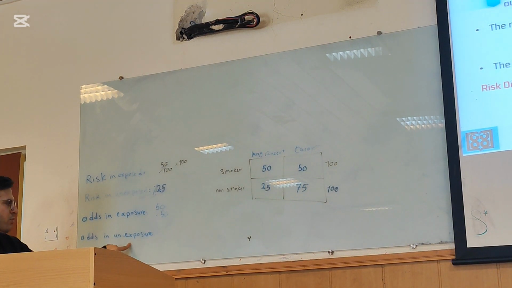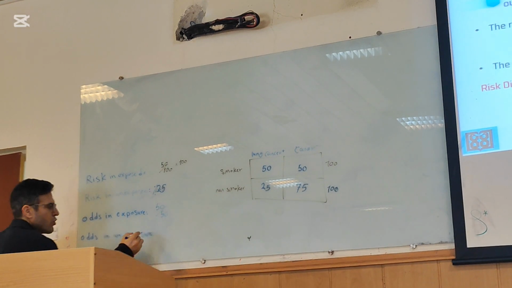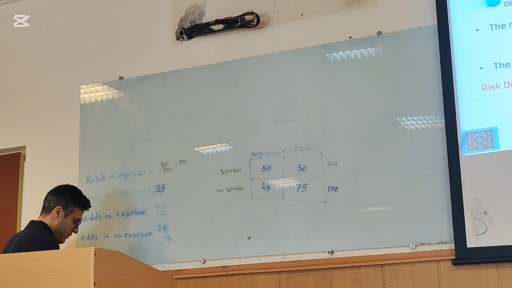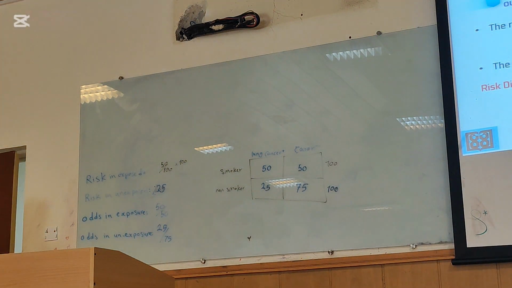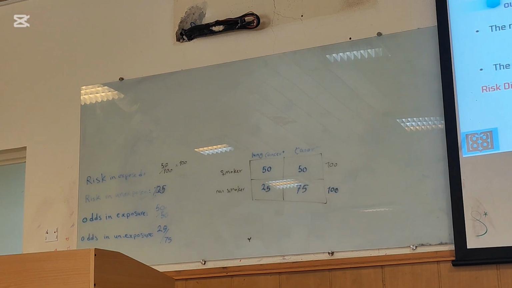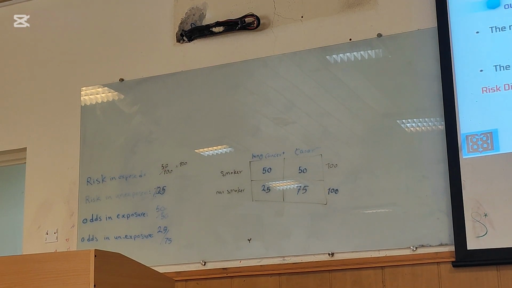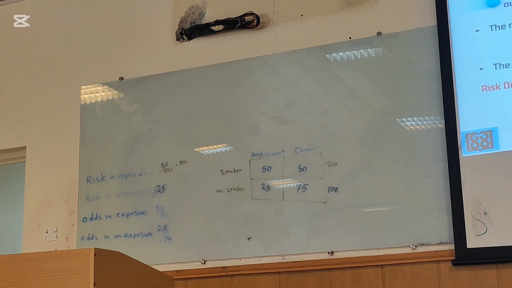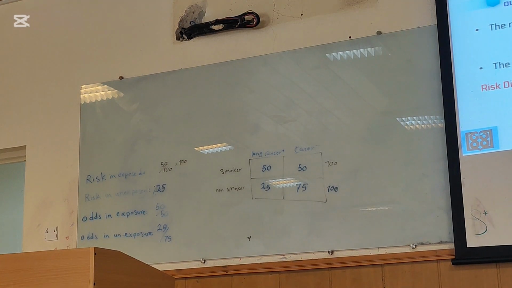And what is odds in unexposed group? 25 over 75. You asked me this part. You were asking me this before? Cancer negative. Oh my god. I did not know that you wrote that. I did not know that you could sing us this as well. I mean, I know you didn't ask, but I'm just saying.